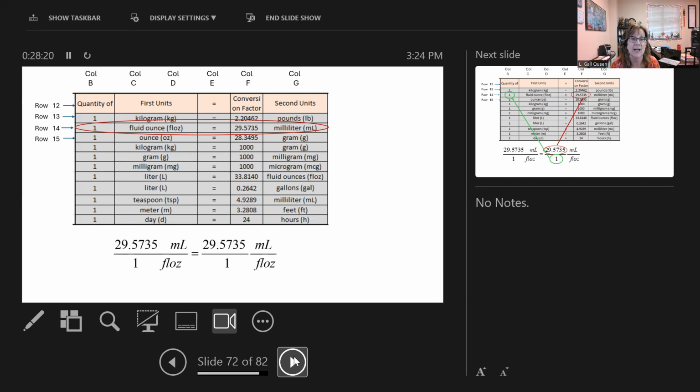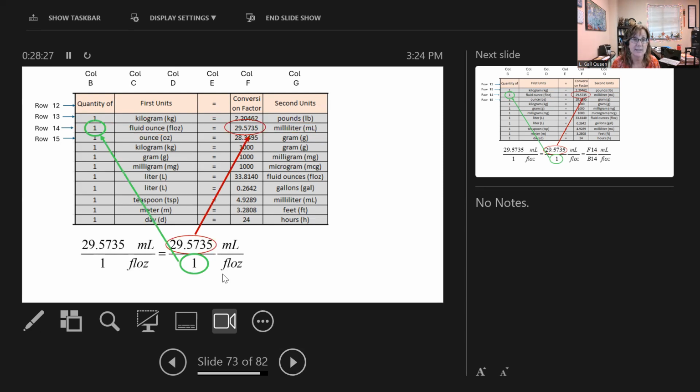Now, look at where I got these numbers for my fraction. The numbers came from the chart. So the 29.5735 came from row 14, column F. That's where I got my numerator, 29.5735. The number 1 came from exactly the same row. You have to use the same row for your conversion fact. So the 1 came from the cell row 14 and column B.